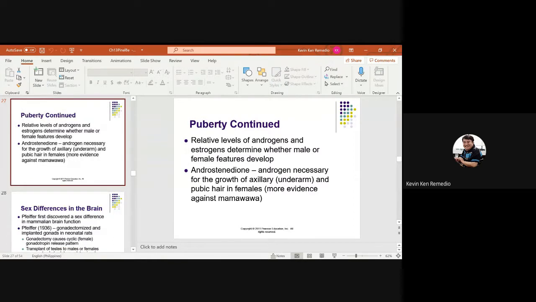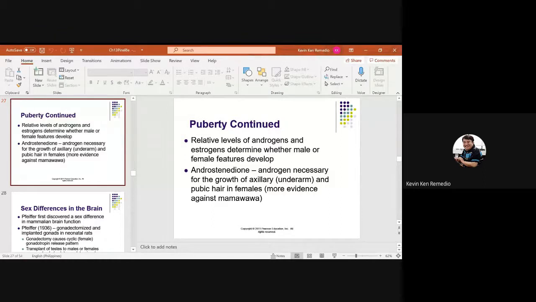Relative levels of androgen and estrogen will determine whether male or female features develop. So it depends on which one is produced. If more androgen is produced, then male characteristics, male features will develop. If more estrogen is produced, therefore female characteristics will develop.